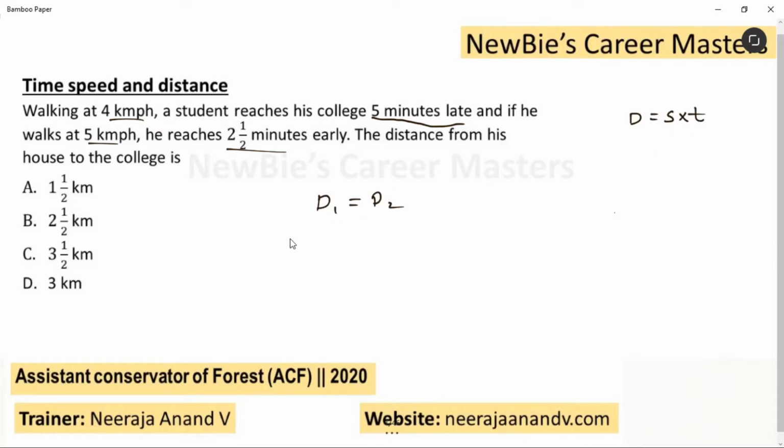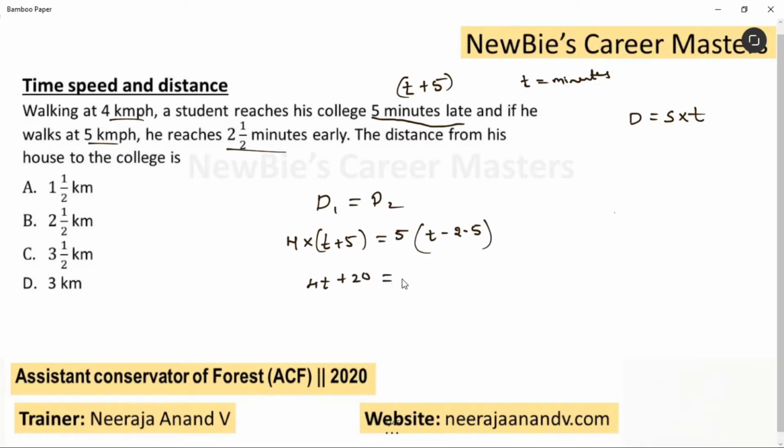Now, see here, if he walks at 4 km per hour, he reaches 5 minutes late. What do you mean by 5 minutes late? Whatever the usual time, for that add 5 minutes. Am I clear? Now, in this case, the unit of t is minutes. Let's take the equation like this. Next case is, if he walks at 5 km per hour, he reaches 2.5 minutes early. That means t minus 2.5 minutes. Is this clear? Okay, let's solve this equation now. This is 4t plus 20 is equal to 5t minus 12.5.